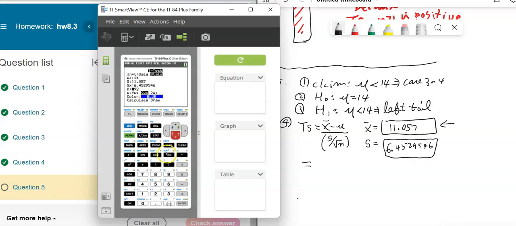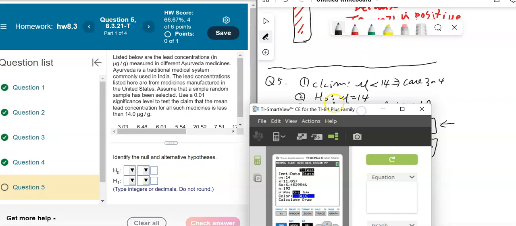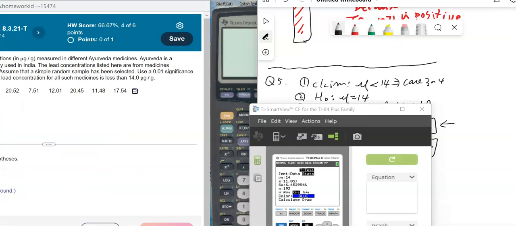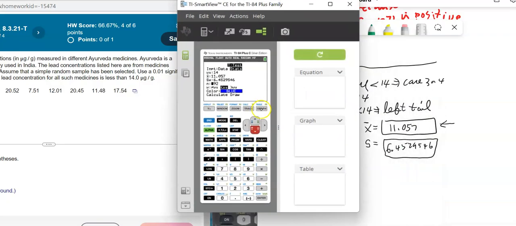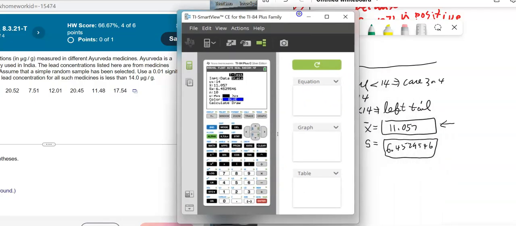And then n is how many? Did I erase that? What was n? Let me count it. 1, 2, 3, 4, 5, 6, 7, 8, 9, 10. Yes, n is 10. And then it is less than, right? In the middle, look at the claim. It is less than.